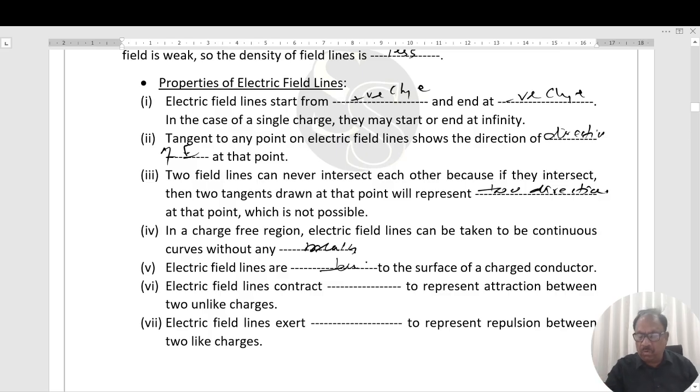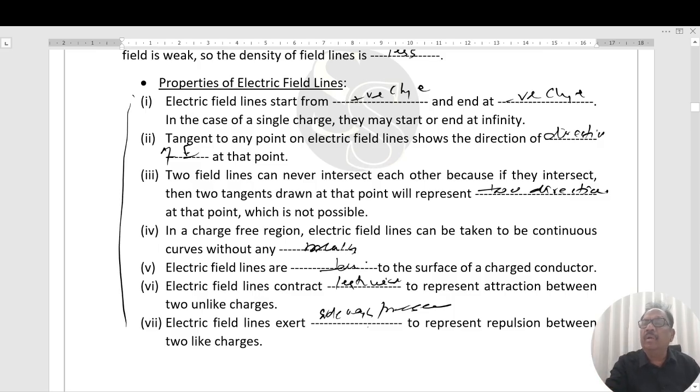Electric field lines contract lengthwise to represent attraction between two unlike charges. Electric field lines exert pressure sideways. These are the 7 properties I have discussed. Again repeating, electric field lines start from positive and terminate at negative.